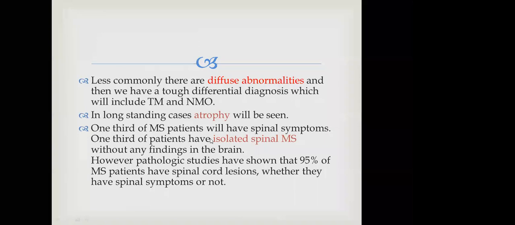One third of the patients will have spinal symptoms, and one third of the patients have isolated spinal MS without any finding in the brain. This represents about 30% of the cases of spinal MS. However, pathological studies have shown that 95% of multiple sclerosis patients have a spinal cord lesion, whether they have spinal symptoms or not.